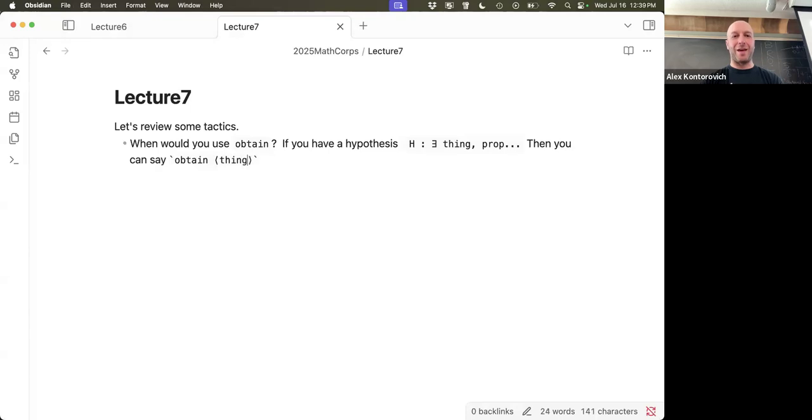Give me a curly bracket and an end curly bracket. We can obtain that thing and the prop, the hypothesis, whatever we want to call it, H prop or something, out of capital H, right? Remember obtain? We can say this, and we will get the thing and the property. Okay, what else did we learn?